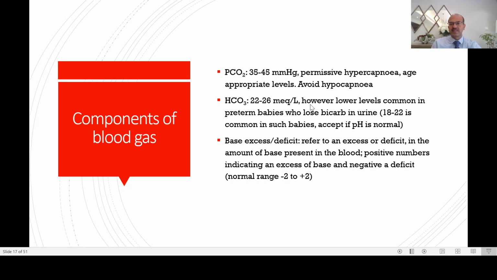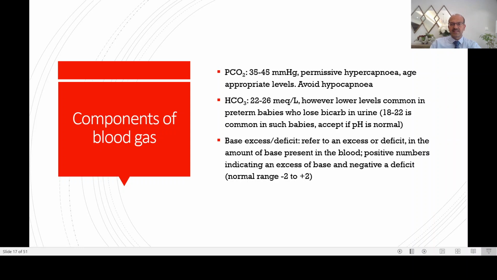Bicarbonate is 22 to 26 milliequivalent per liter. However, lower levels are normal in preterm babies who lose bicarbonate in the urine. So 18 to 22 is acceptable, and if the pH is normal, you don't need to correct it. In an extreme preterm baby where the acid-base balance is difficult, we add acetate to the TPN, which helps to maintain it in the reasonable range.